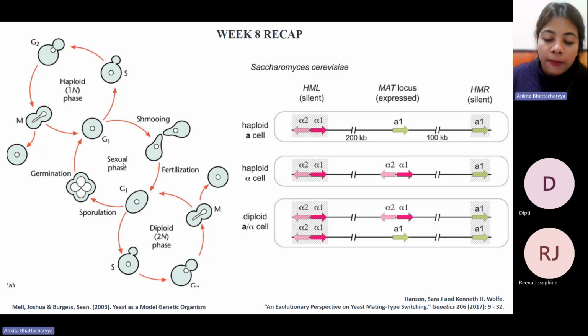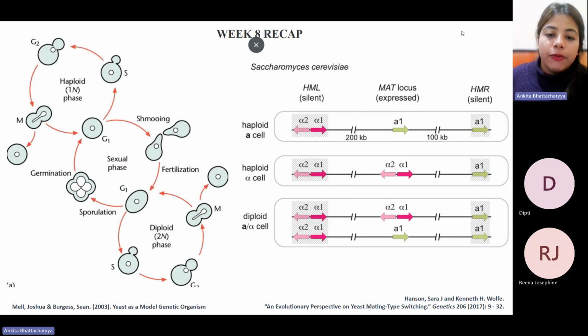So what we see here is that the difference between a haploid A cell and a haploid alpha cell is what is present at the MAT locus. If at the MAT locus the expressed gene is A1, then that particular cell will have the MAT A phenotype, or will be a MAT A type of cell. If it has the alpha genes at the MAT locus, then such a cell will be the haploid alpha cell, which is evident from the schema. I hope it is clear. Again, if there is any confusion, please interrupt me, and I'll try to rectify it.